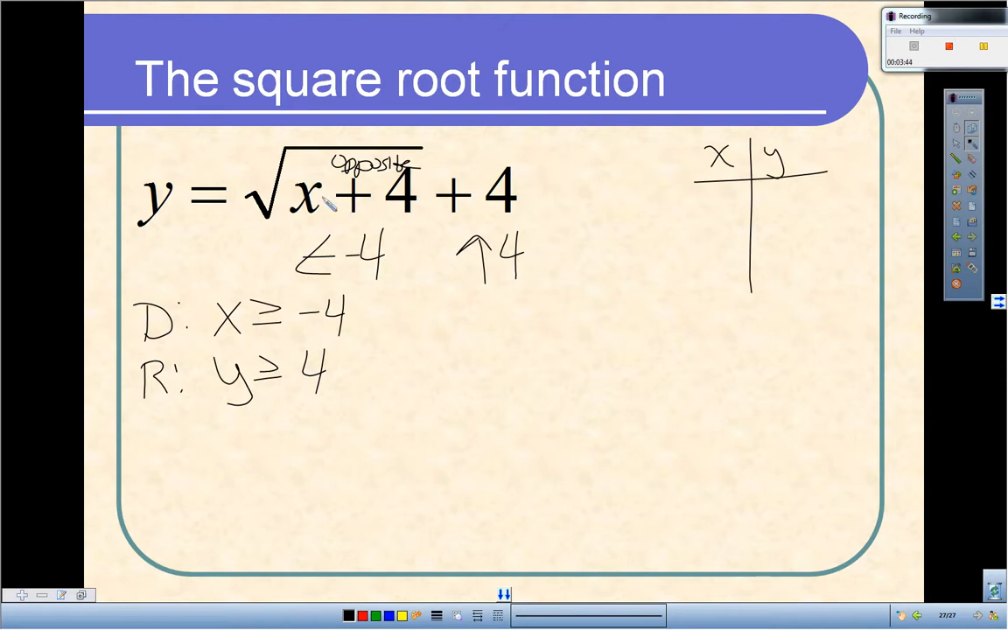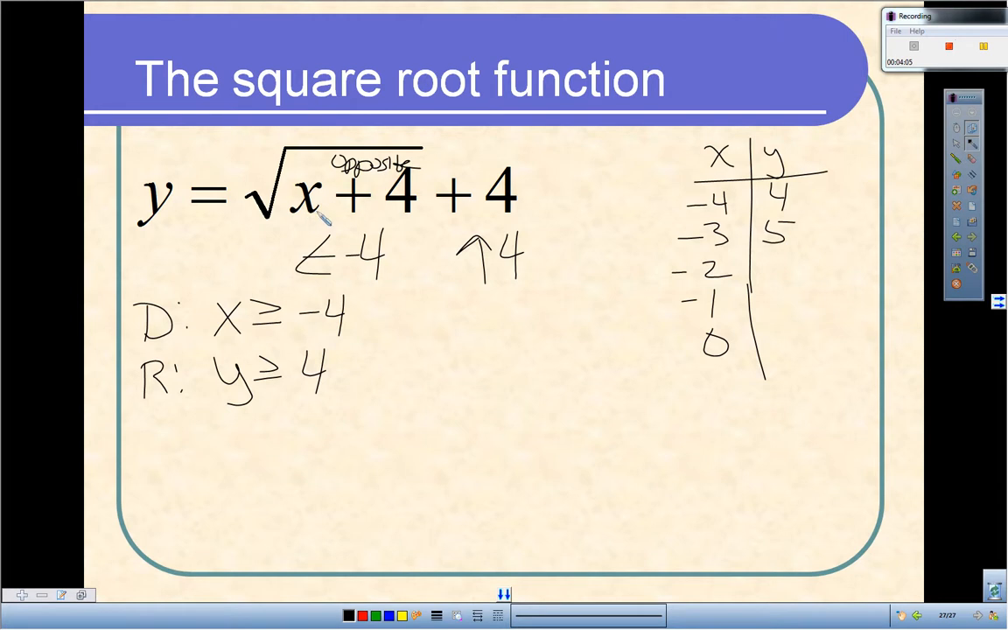I can't use 0. I don't want to start with 0 in this case. I'm going to think about the opposite, so negative 4. So I'm going to start off with negative 4, and then do negative 3, negative 2, negative 1, and 0. Plugging that in, negative 4 plus 4 is 0, square root of 0 is 0, 0 plus 4 is 4. Plug in negative 3 plus 4 is 1, square root of 1 is 1, 1 plus 4 is 5.